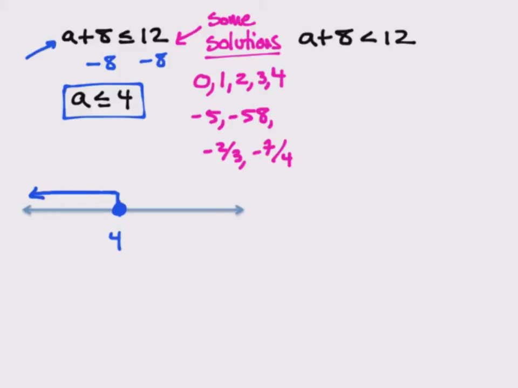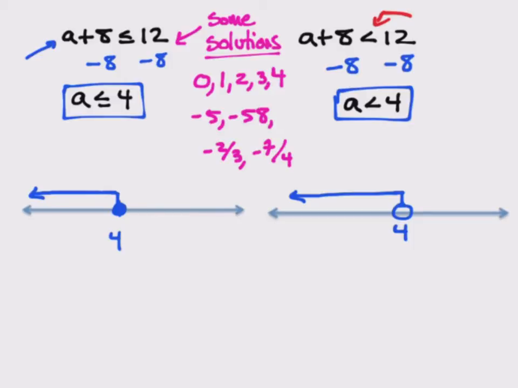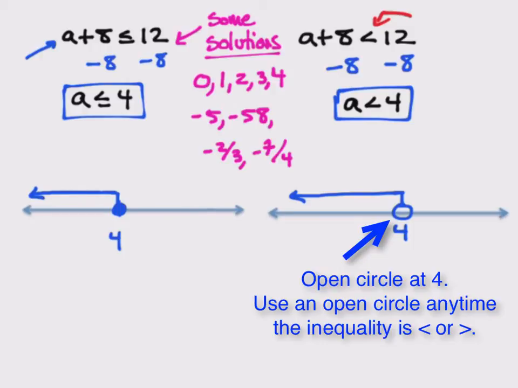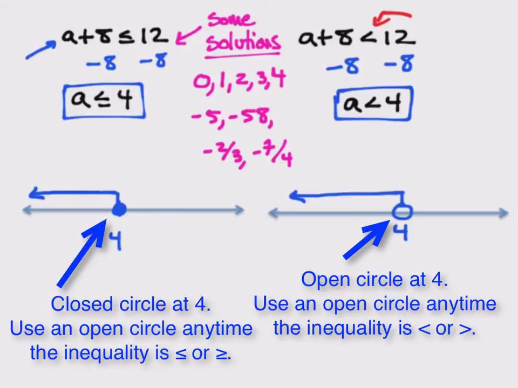Now note, if our original inequality had been a + 8 is less than 12, and not less than or equal to 12, we're going to use the exact same strategy, and our graph is going to change very, very slightly. The only difference here is that we don't shade in that point right at 4, because 4 is not a solution to that original inequality. We call this an open circle, and we use an open circle anytime we have a less than or greater than statement. And this other one is what's called a closed circle, and we use that anytime we have a less than or equal to or greater than or equal to statement to show that that point is part of our solution set.